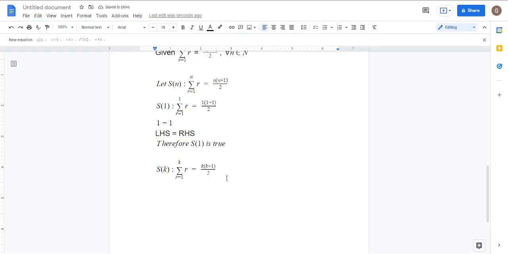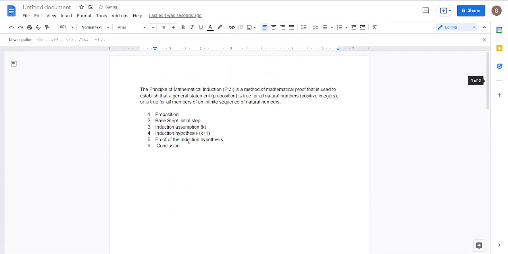Okay? So we'll state that we need to assume that S of k is true. Okay, that's why it's called the inductive assumption, because we're assuming that this is true. So we'll use this later down when we're proving our hypothesis. So this is the end of this step. So we assume that S of k is true. So the next step, according to what we wrote above, would be the inductive hypothesis.